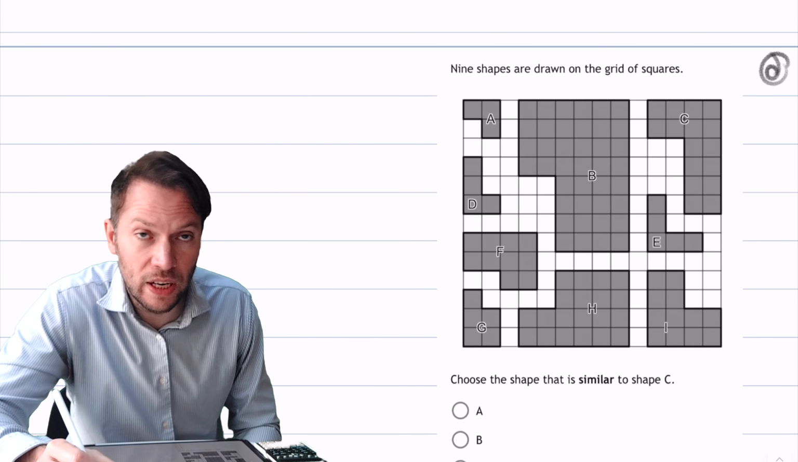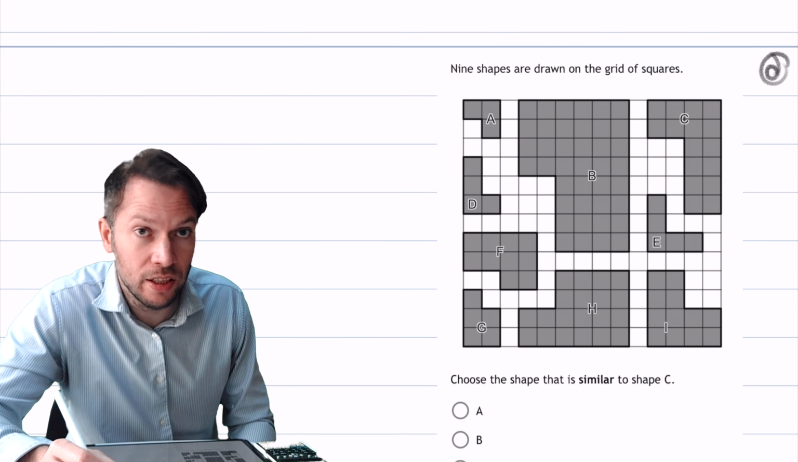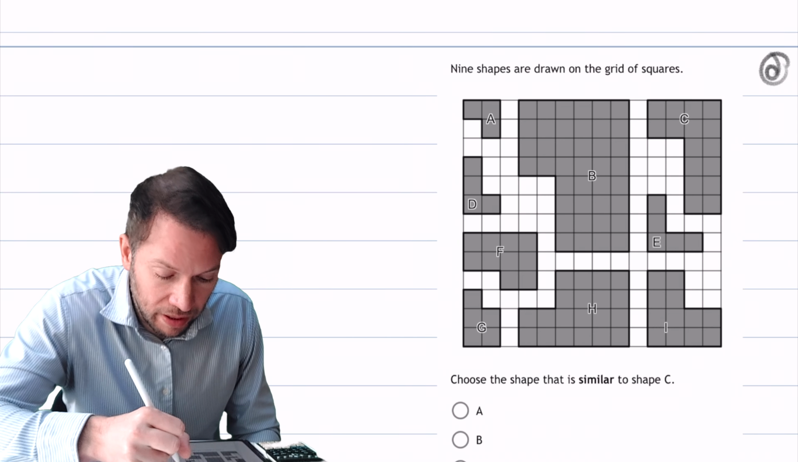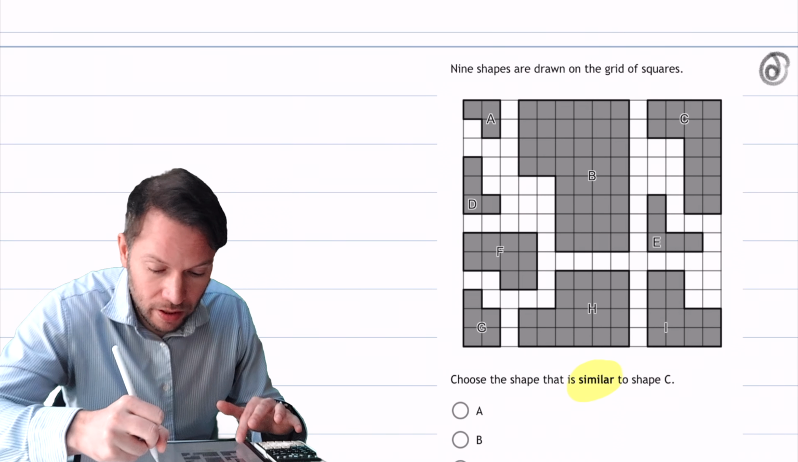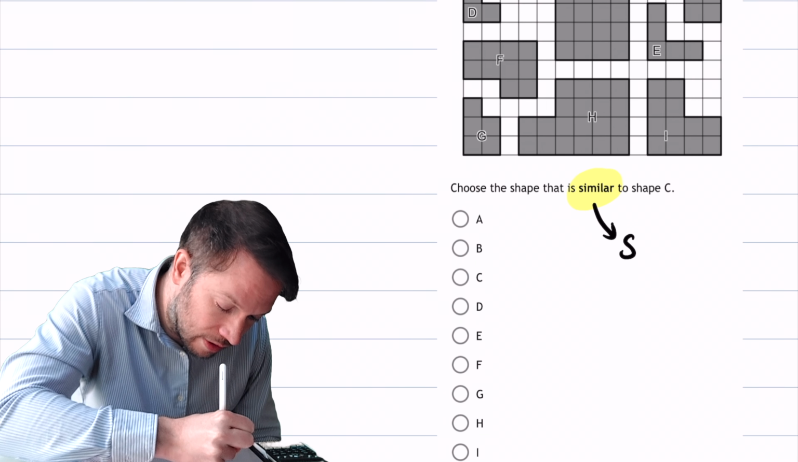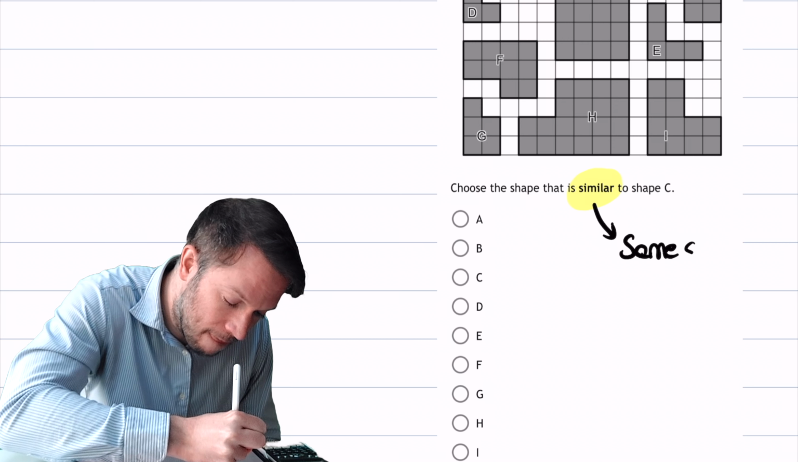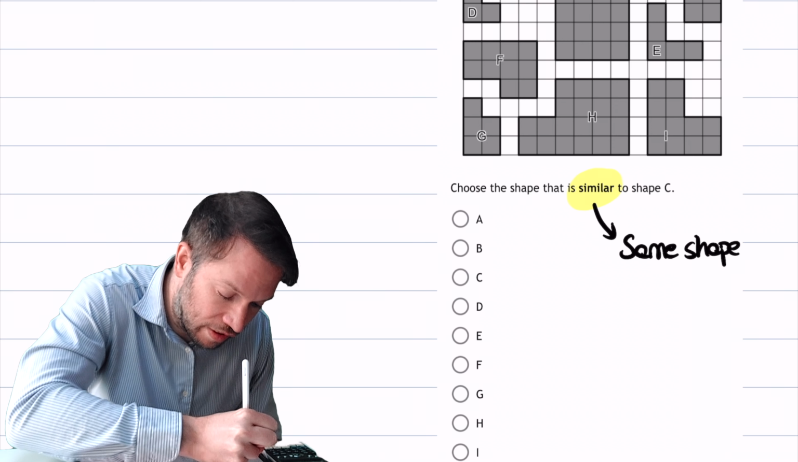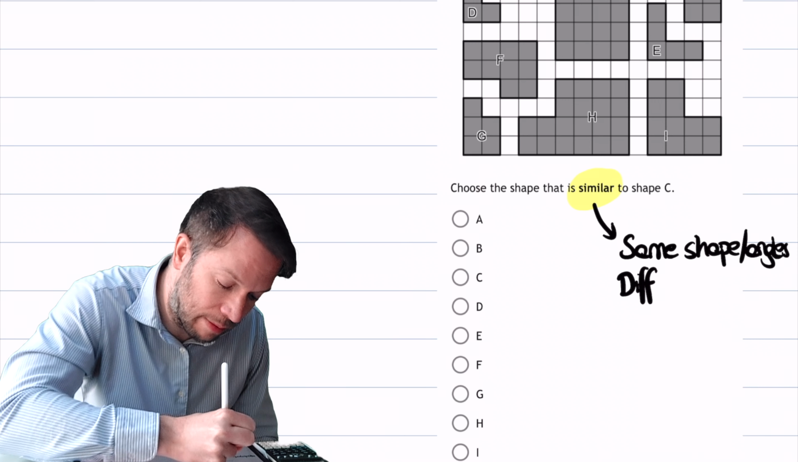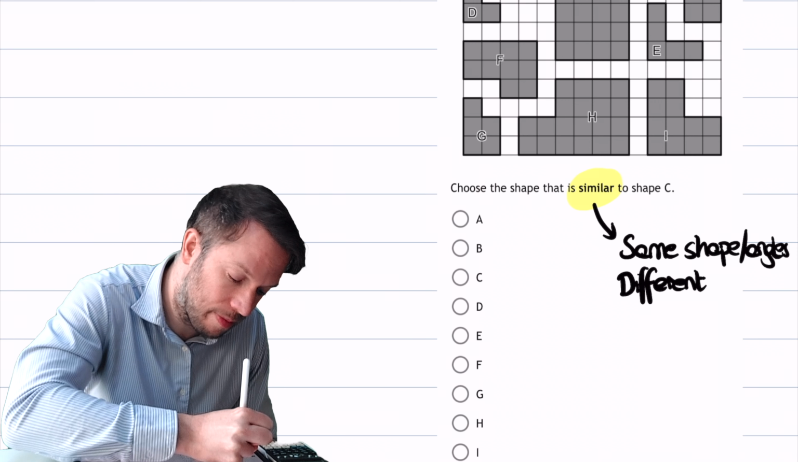In this video, we're going to identify a shape which is similar to another. Now, what do I mean by the word similar? Well, it has a special meaning in mathematics. The word similar for two shapes means that the shapes are the same shape with the same angles, but potentially a different size. So same shape, potentially different size.